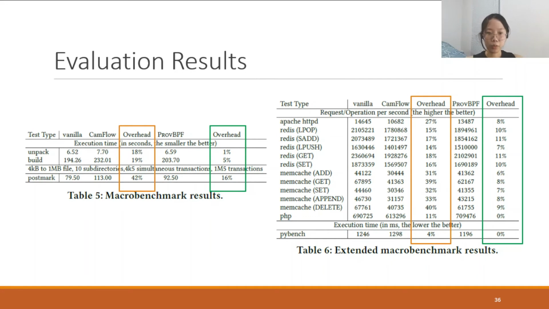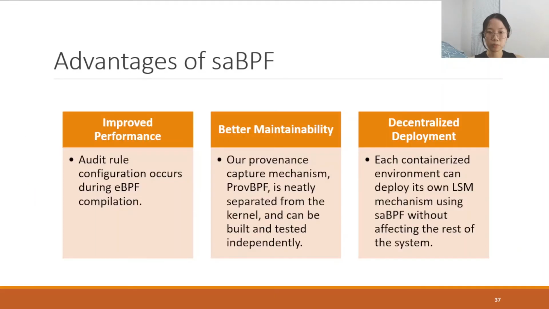And in the macro benchmark, we compare the performance of our system against a host-based provenance capture mechanism called CamFlow. We note that the overhead of namespacing doesn't cause significant impact to our performance, and instead our system still outperforms existing provenance capture mechanisms.